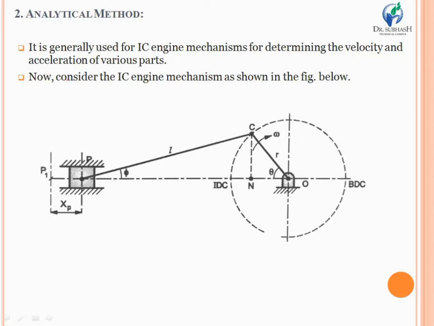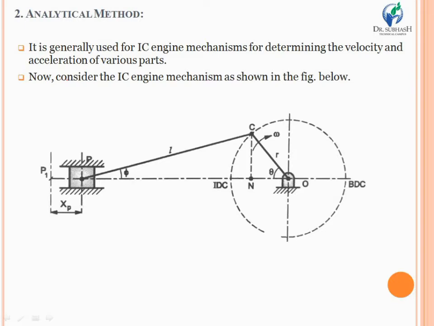Look at the diagram. You are given an IC engine mechanism with OC as the crank and CP as the connecting rod. Now think that the crank rotates with an angular velocity of omega radian per second, and the crank turns through an angle theta from inner dead center.